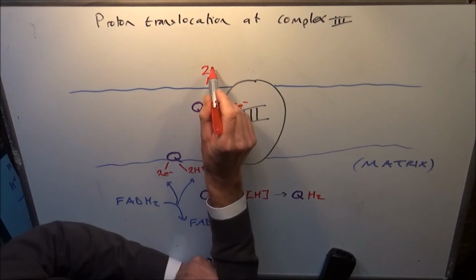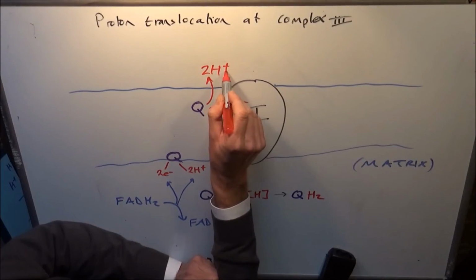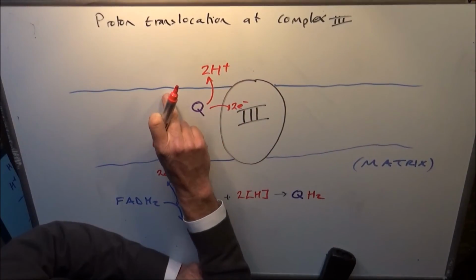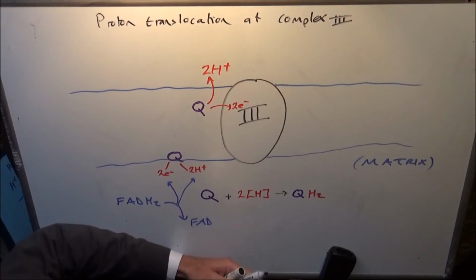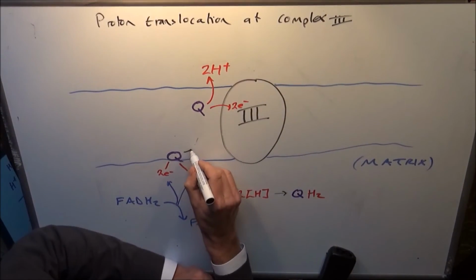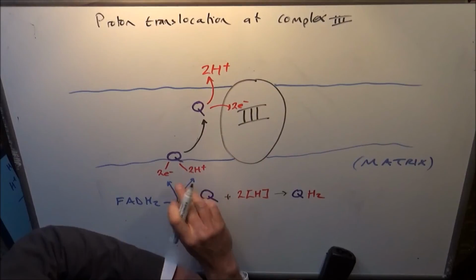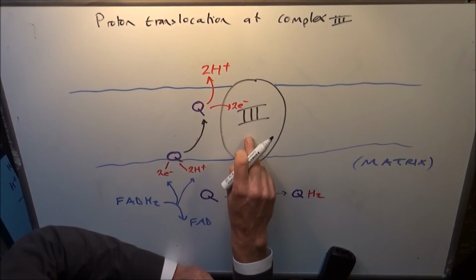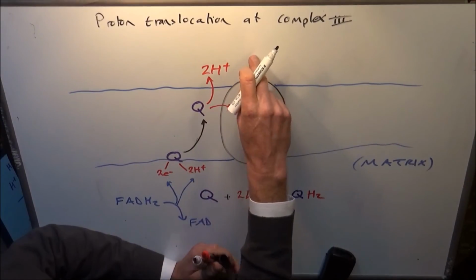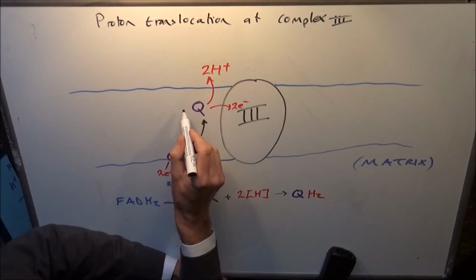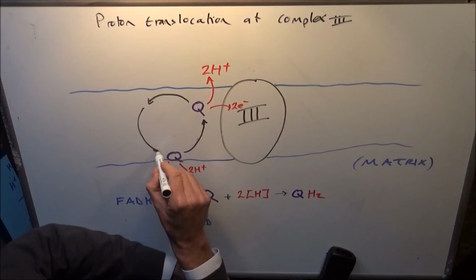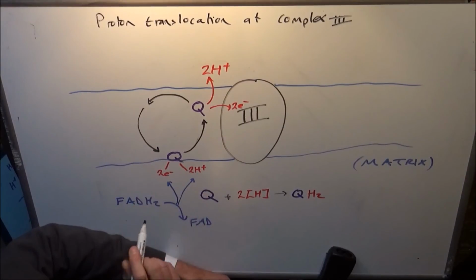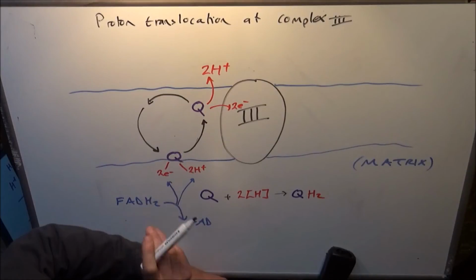And by this time, because the CoQ is closer to the other side of the membrane, the protons get released into the space between the membranes. So Q has picked up 2 hydrogen atoms, the electrons have gone to complex 3, the protons have been released into the space between the 2 membranes, and then it just diffuses back again. And in fact, for every FADH2, it actually does 2 cycles.